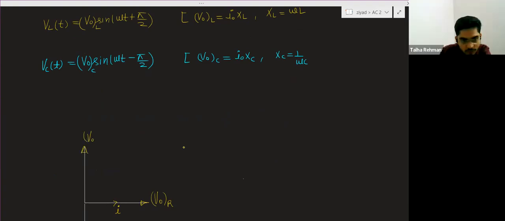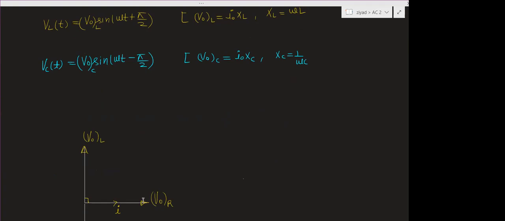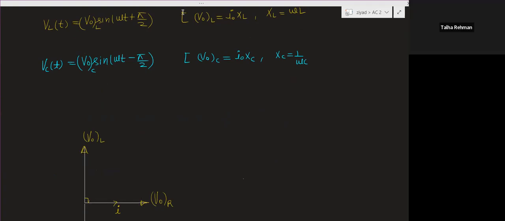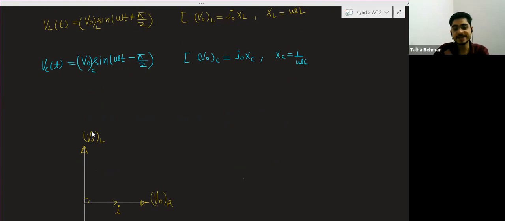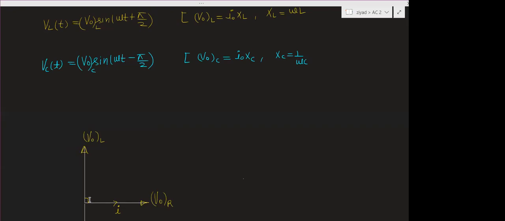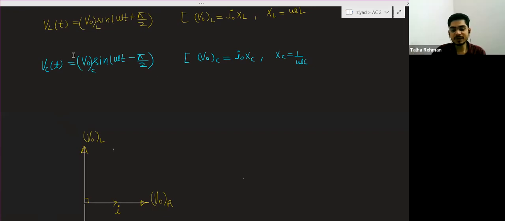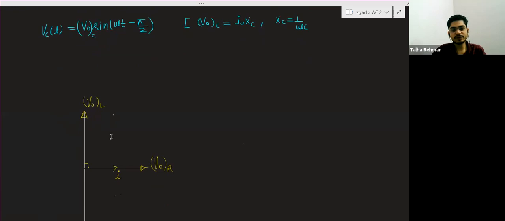This is the peak value of the voltage across the inductor. See, this angle is 90 degrees. Now you can see here, this is the current and this is the voltage. So this is the voltage across the inductor, and it leads the current by pi by 2. Now tell me, how to draw the peak value of the voltage for the capacitor.